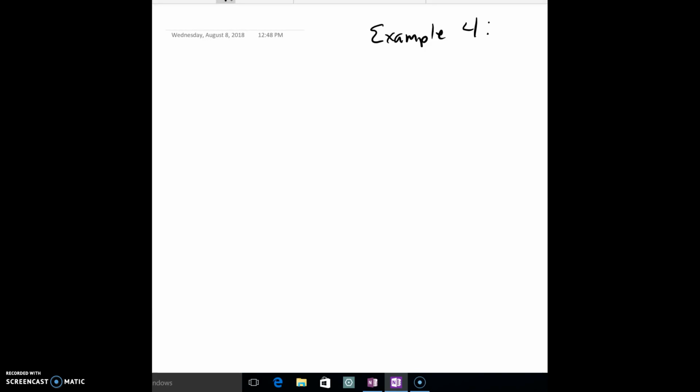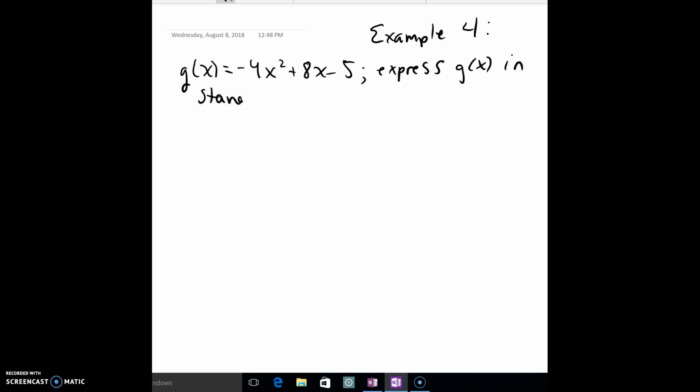Let's try one more example where I give you a quadratic equation that's in that kind of standard form for solving, and we swap that over into a quadratic equation that's in standard form for graphing. So here's our g of x. G of x is equal to negative 4x squared plus 8x minus 5, and I want you to express g of x in standard form for graphing.